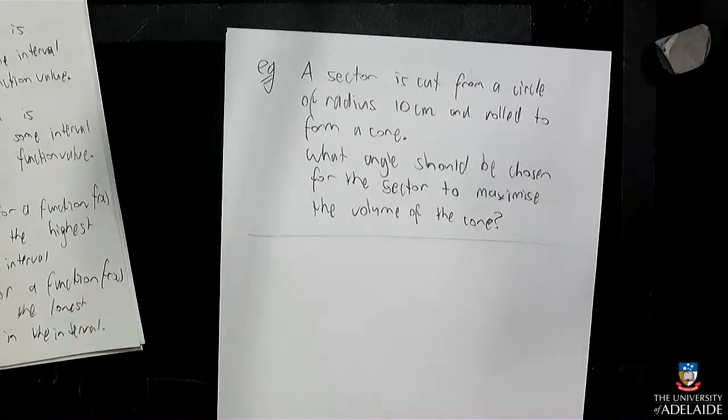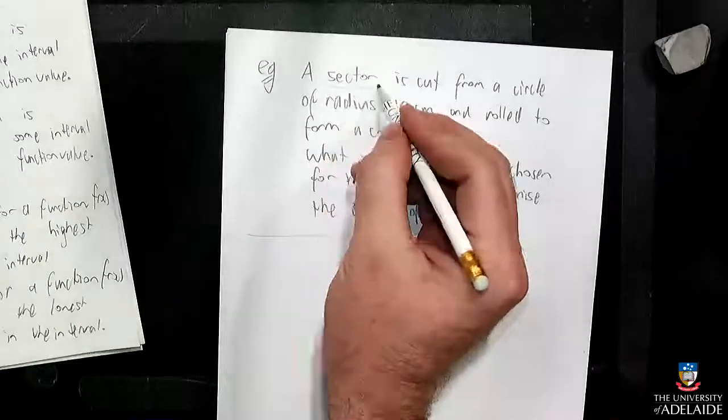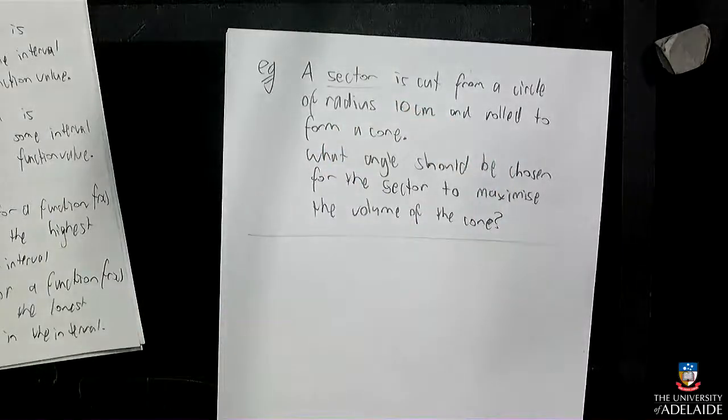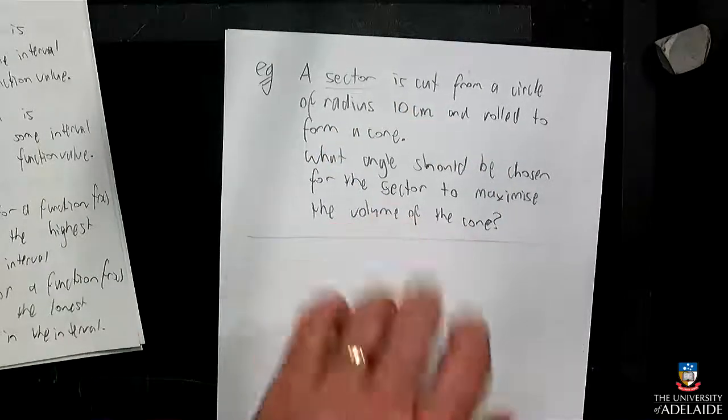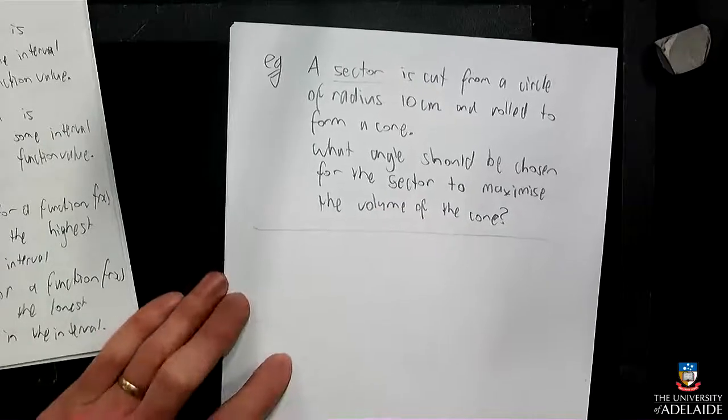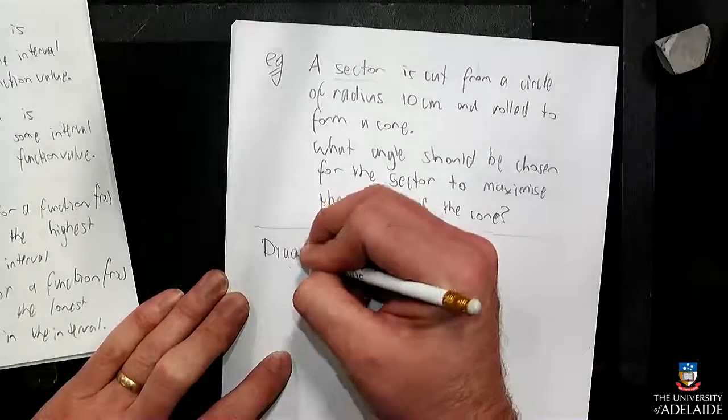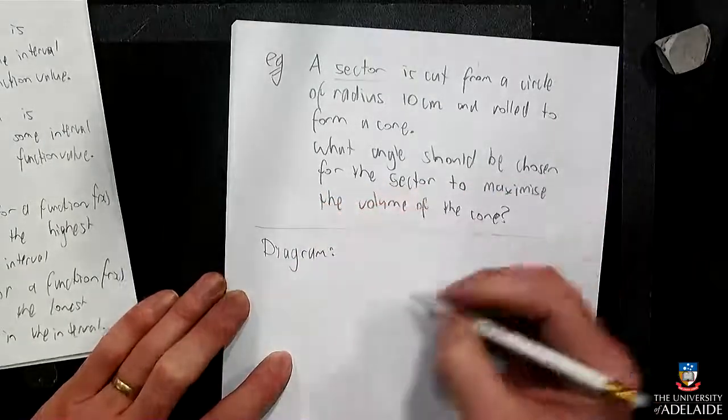Okay. All right, so this one specifically asked me about an angle and about the maximum value of the cone. So it seems to me that I should use as my variable the angle and use as my function the volume of the cone. But I'm going to need to know what a sector is, and I'm really going to need to know how to find the volume of a cone. I reckon that's going to be useful. So let's just do a diagram.